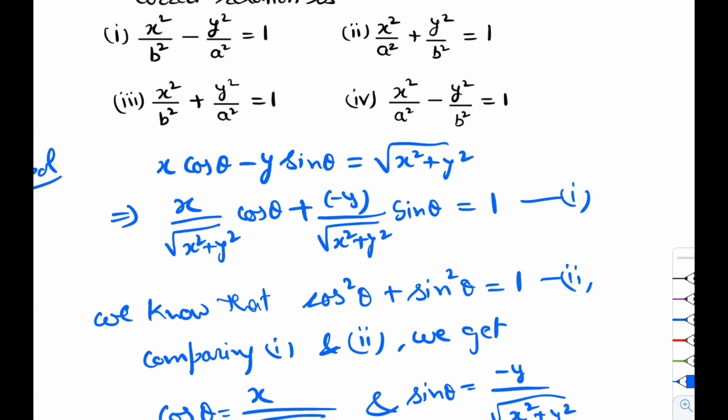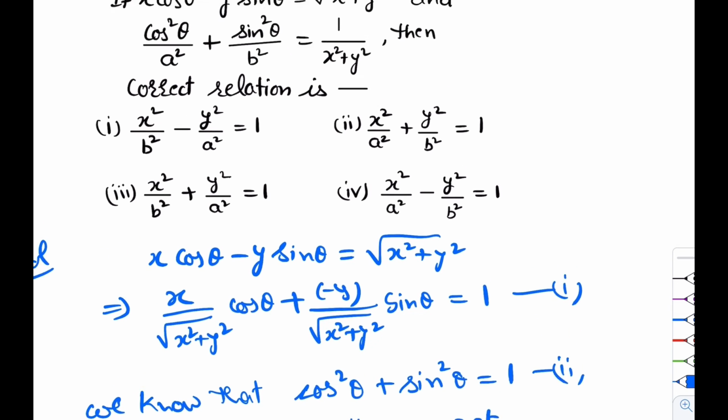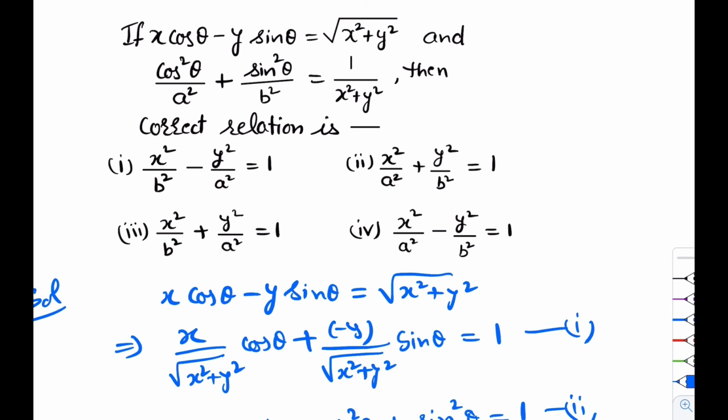And this is which one? x square upon a square plus y square upon b square means option b, the second one. The second one is the correct relation.